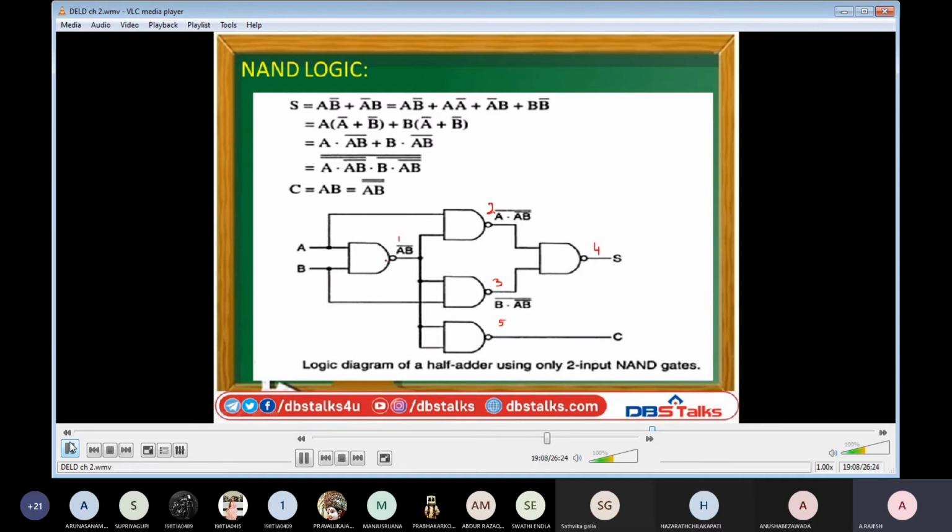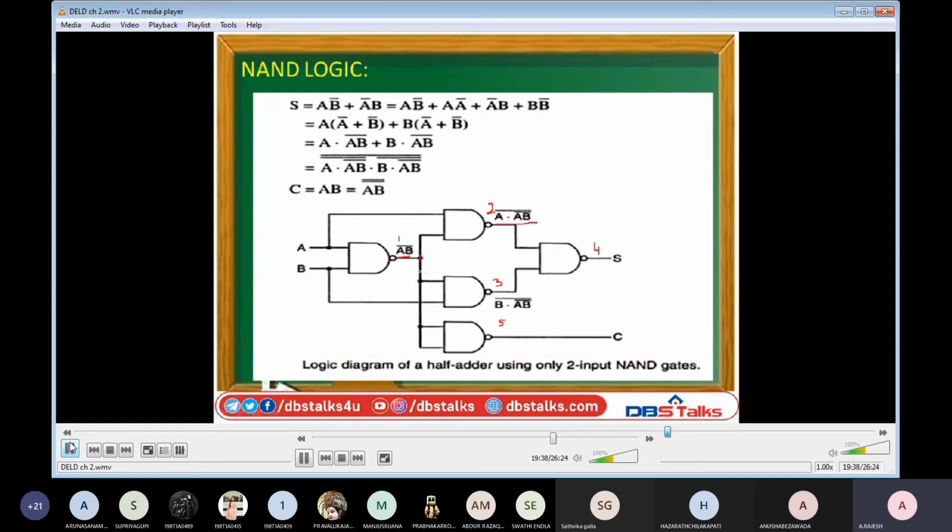Okay, see the first output value is AB whole complement. That means we are giving AB inputs to a NAND gate, which gives an output of AB complement. This output is given to another NAND gate along with A as input, that is A into AB complement whole complement. In the same sense, here we have written like this.